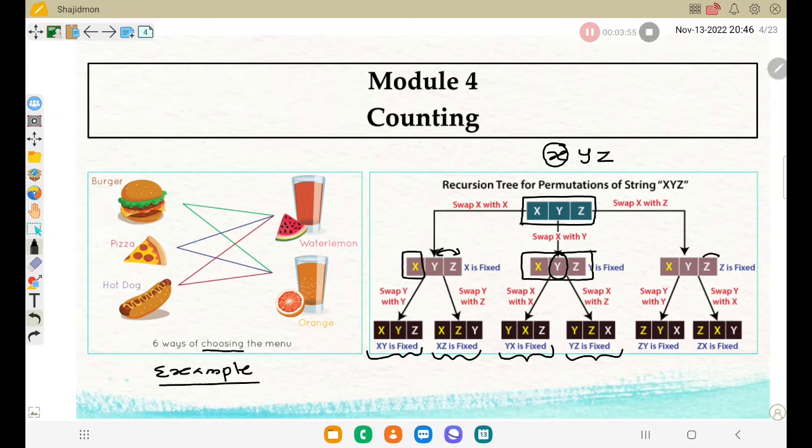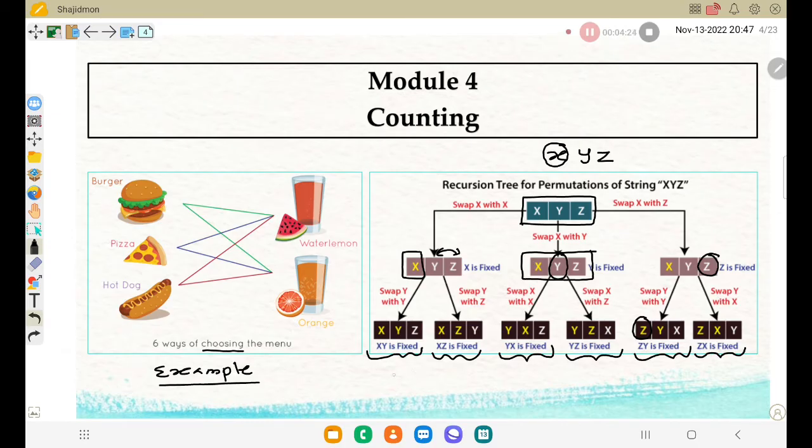In the same way, if we fix the letter z as the first letter and swap y and x, we get z y x and z x y, another two options. So in total, how many arrangements are we getting? There are 6 arrangements from these three letters, correct?